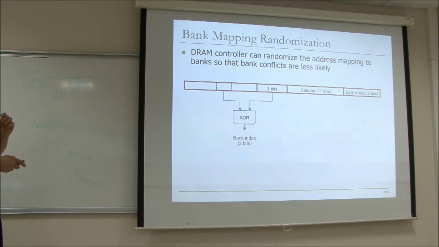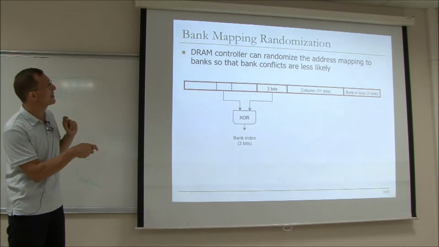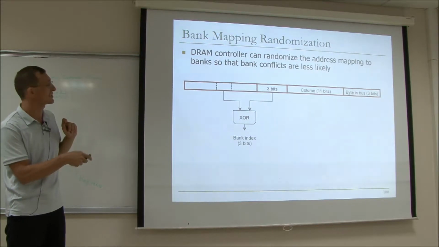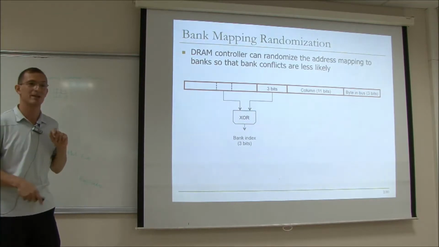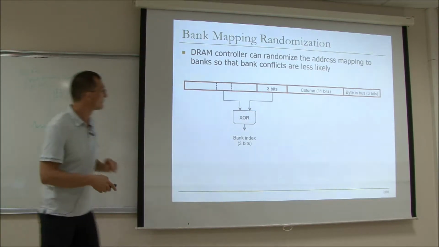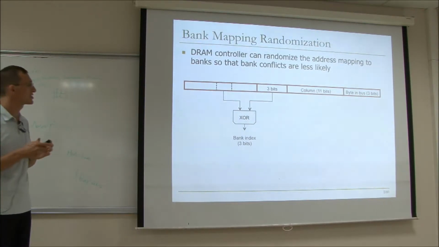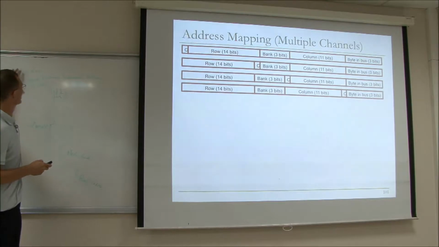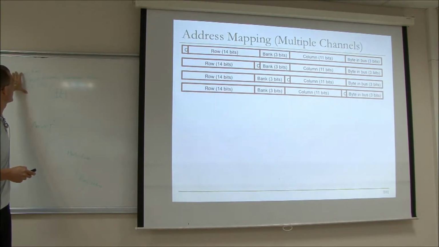But this is one example, bank mapping randomization, that some processors employ. I think this is employed in some Spark processors and some other processors also. Basically, the DRAM controller can randomize the address mapping to banks such that bank conflicts are less likely. Basically, you take some bits from here and some other bits from here, XOR them, and you form a bank index. This is actually a general technique to reduce conflicts whenever you map data to a location, right? And this paper actually covers it in a more detailed way. This paper talks about different arrays that you can use to do the hashing function.